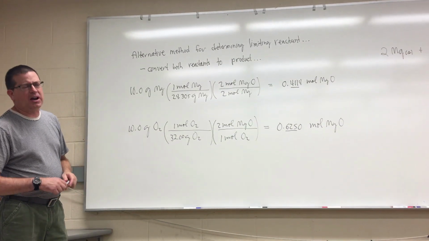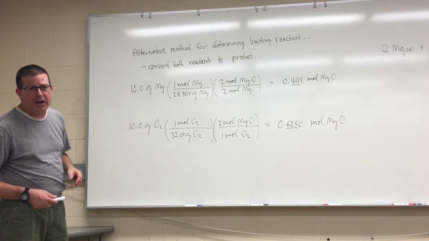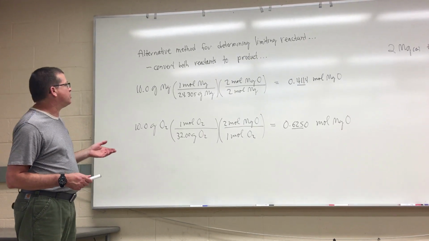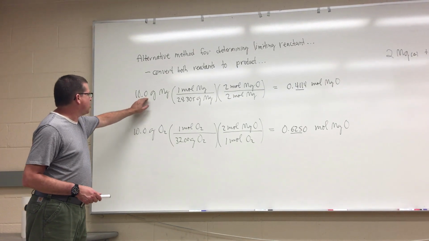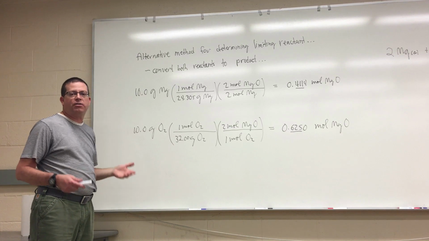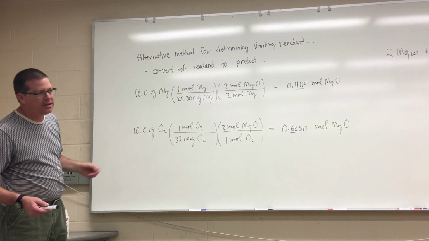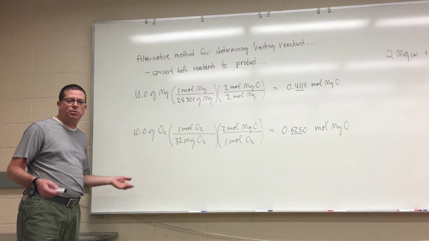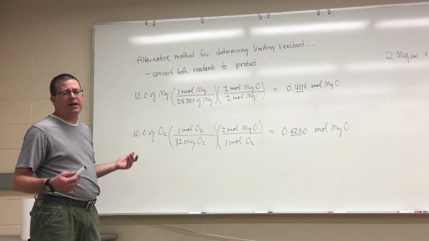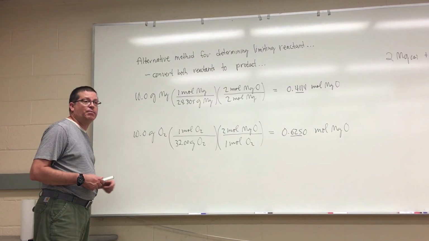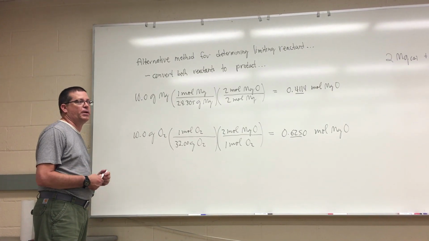All right, for you guys who might want an alternative method for determining the limiting reactant, another way we can do this is to take the masses of both reactants and convert those to either moles or grams of product. Ultimately, the one that gives you the lesser amount of product, either in terms of moles or grams, has to, by definition, be the limiting reactant. So let's go ahead and make that comparison using this alternative method.